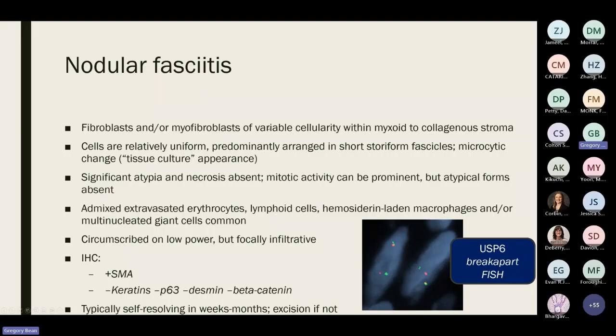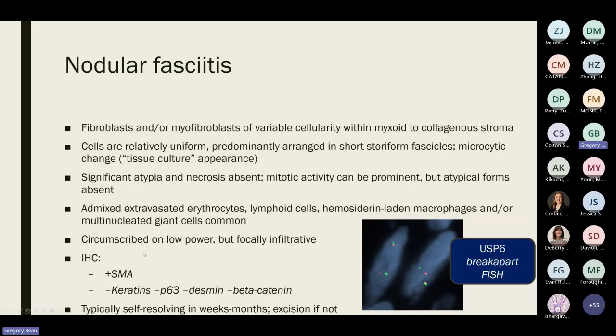Nodular fasciitis can range in appearance from more myxoid to collagenous, depending on the age of the lesion. The cells are relatively uniform, although they may look cellular, and you might see mitotic activity. This microcystic change to the stroma imparts the tissue culture appearance. Necrosis is absent. Atypical mitoses should be absent. Like I said, you can see extravasated erythrocytes, lymphoid cells, hemosiderin-laden macrophages, sometimes giant cells.